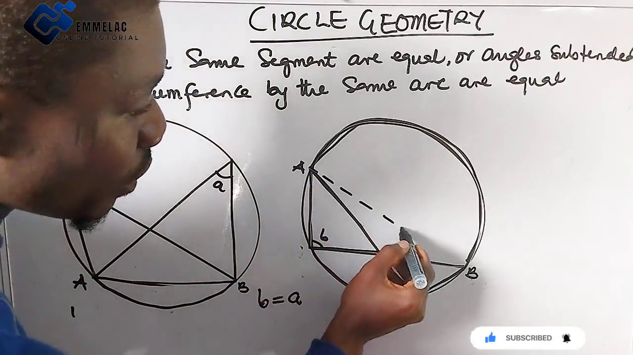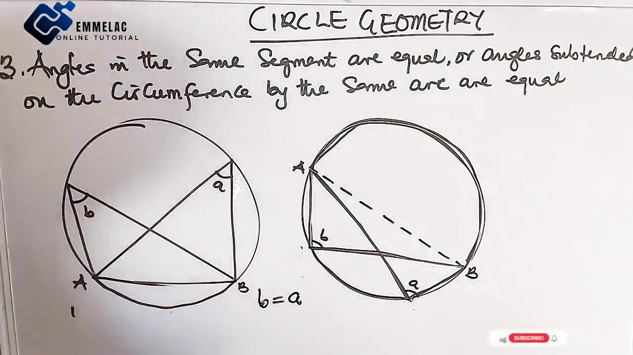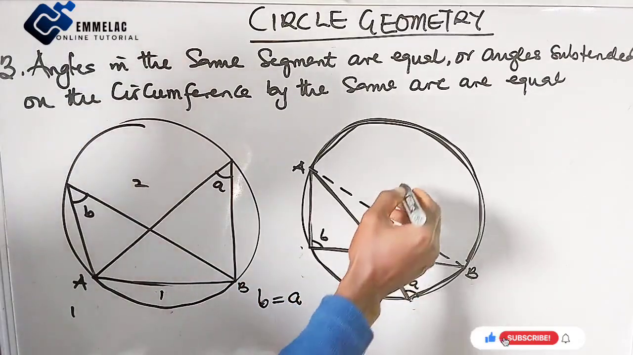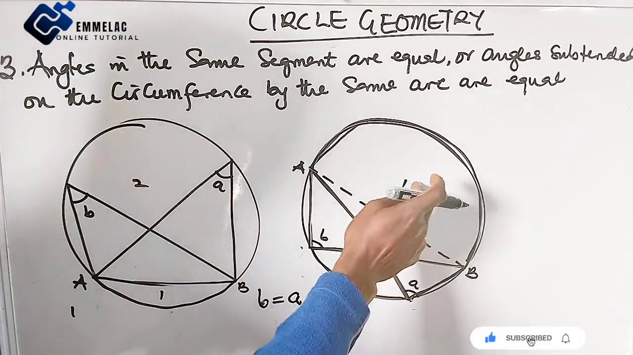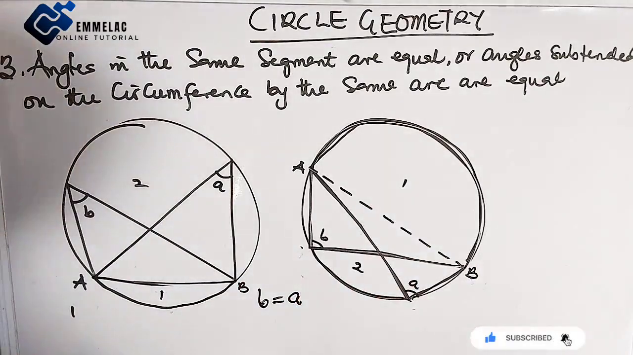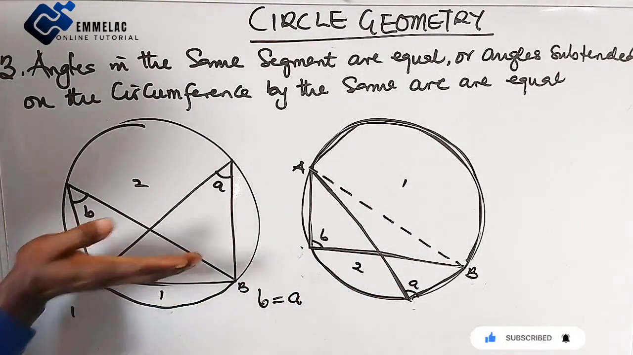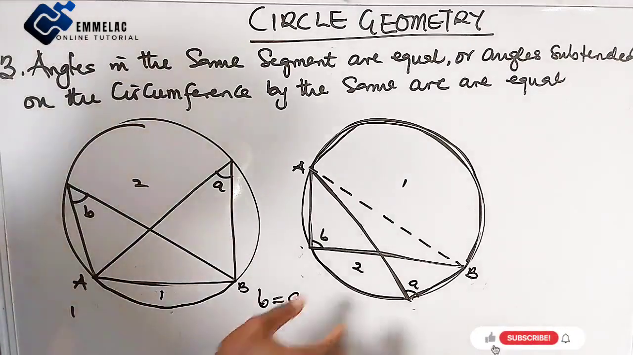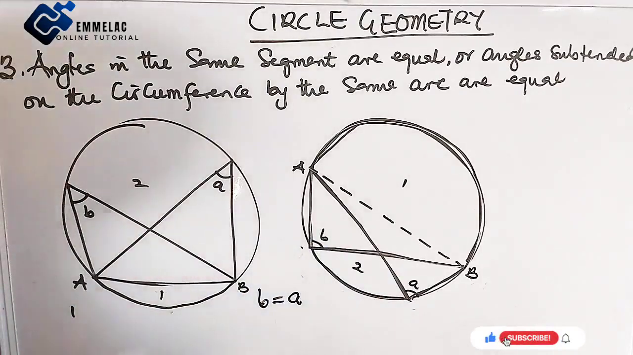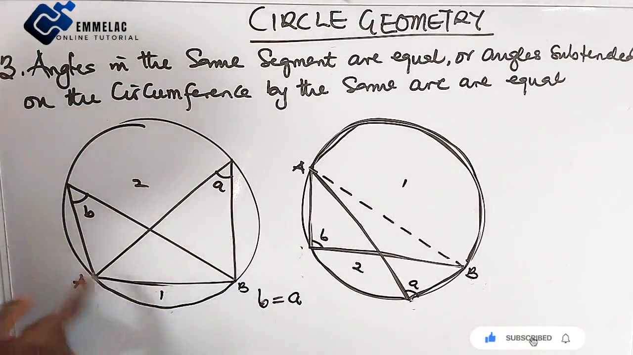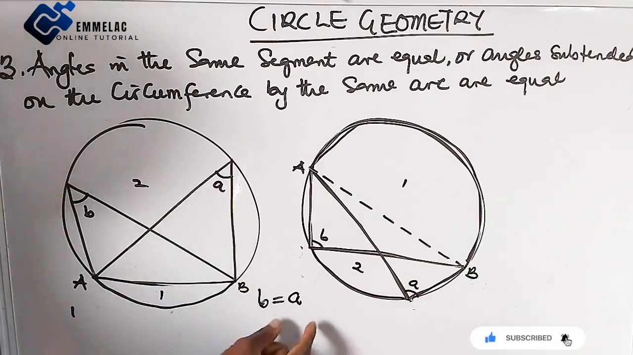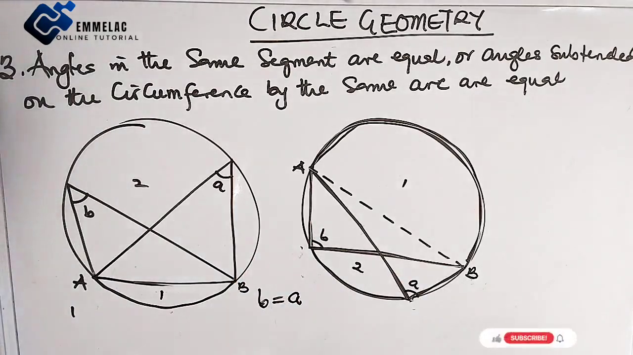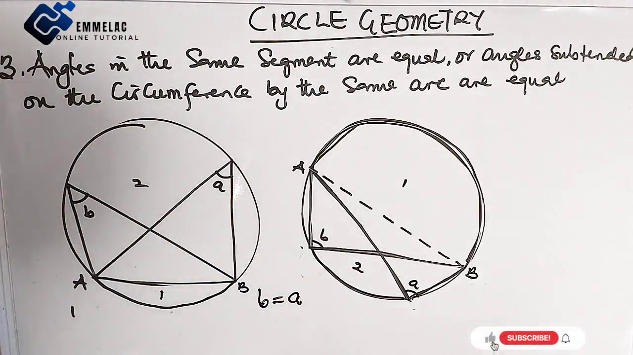We know that we have the major segment and the minor segment. Looking at this, we can see this is the first segment, this is the second, this is the first, and this is the second. Now you can see that these two angles are in the same segment, and these also are in the same segment. So to that effect, A and B are equal. All right, now let's look at the third theorem.